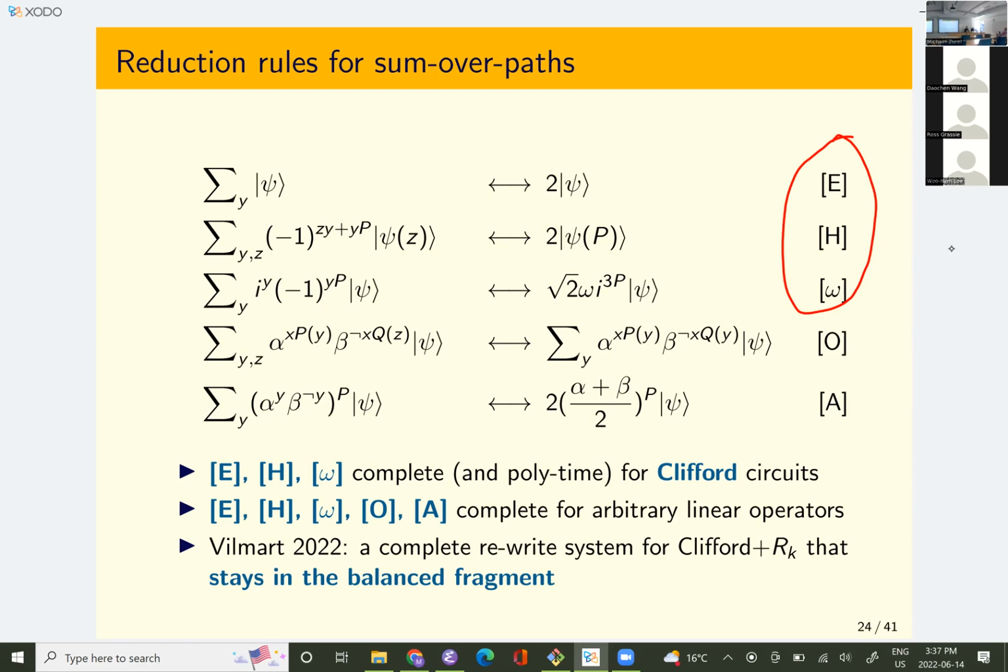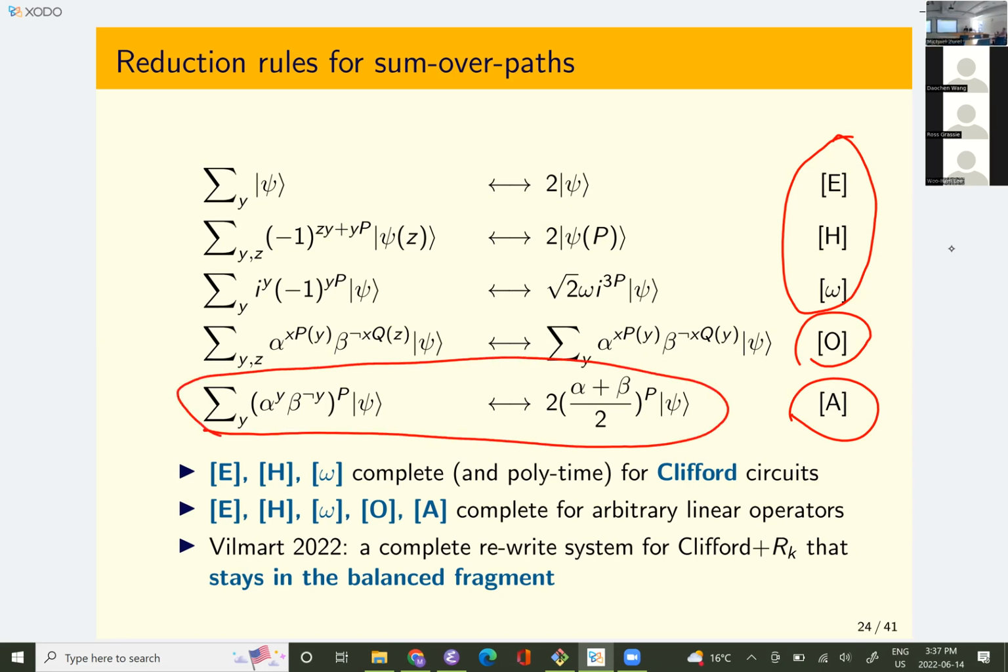On the other hand, if we add in this flow rule and this A rule, we get a system of rewrite rules that's complete for linear operators. But the only problem is with the A rule: it takes balanced sums to unbalanced sums. So that's an open question, or at least it was until just recently, last month, when Renaud Vilmart came up with a system of rewrite rules that keeps balanced sums in the balanced frame. So that's super cool, but I'm not going to talk about it because I have to write the state.